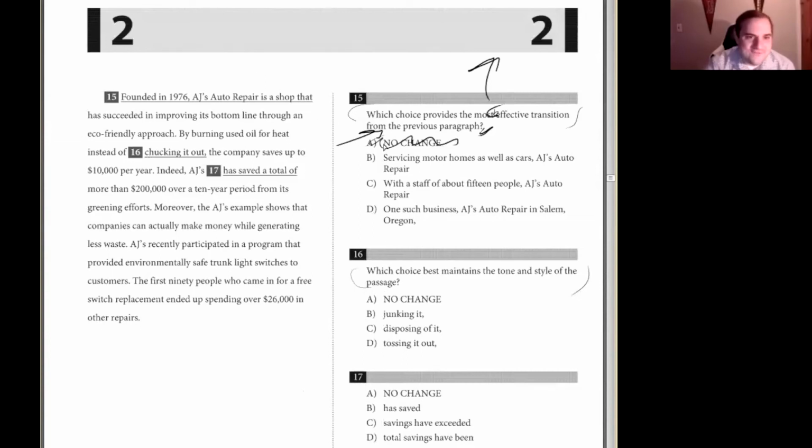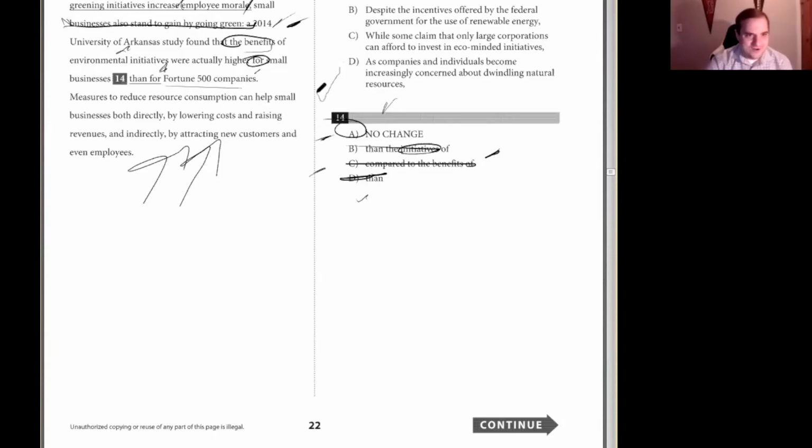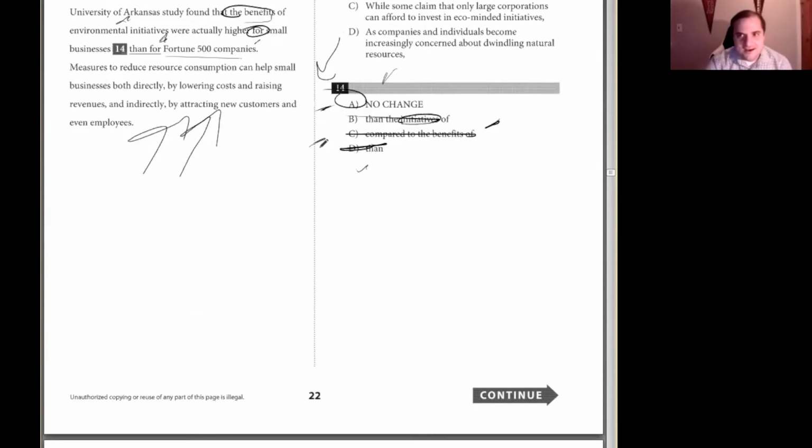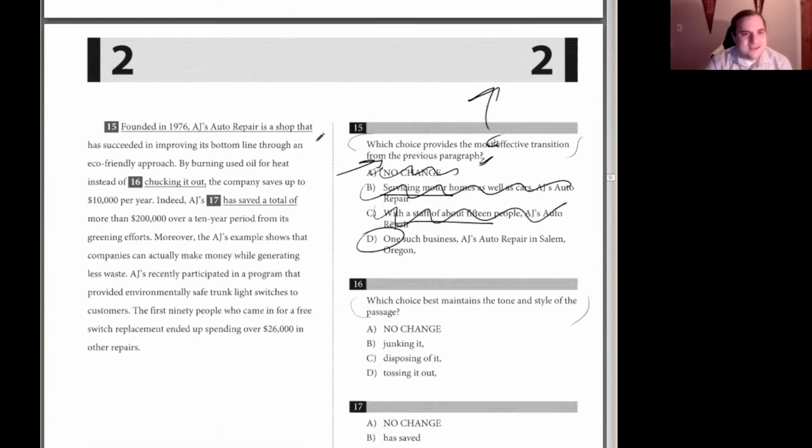Well, like, no, the fact that they service motorhomes, we don't care. We do not care how big the staff is. The answer is D. It says "one such business," the "such business" meaning one of the businesses that benefited. That's like really the only thing the answer could be. The others are so wrong. And then literally it says, it succeeded improving the bottom line, which finishes the comparison back.